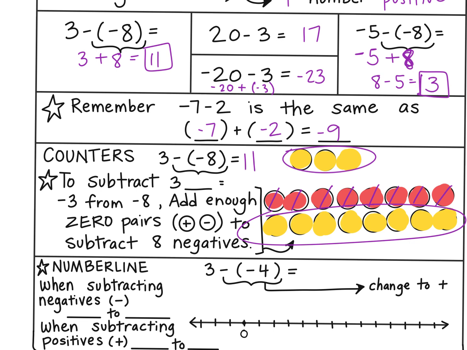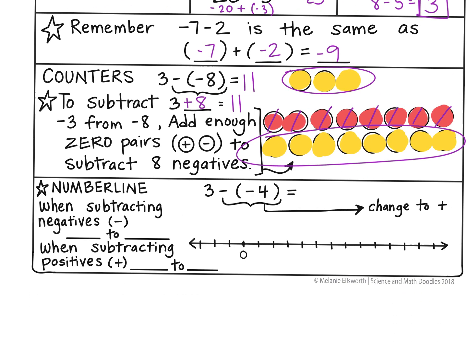So here's demonstrating what is happening. When I'm changing minus a negative, I'm actually adding a positive. So I'm changing that from 3 minus -8 to 3 plus 8, which equals 11. Okay, it gets a little tricky once you start trying to model it with counters, but that's what it will look like.